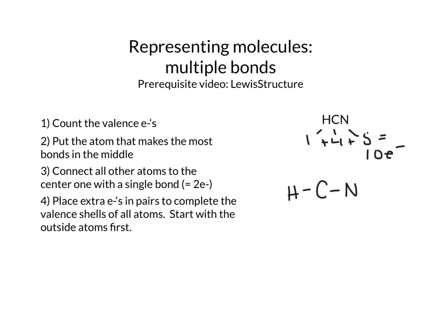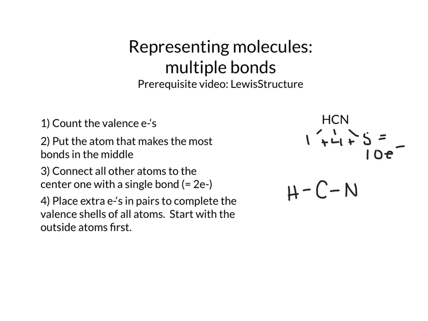Next, we place the extra electrons in pairs to complete the valence shell of all the atoms. So we need 10 valence electrons total, and so far we have 2, 4. So that means we need 6 extra valence electrons, and we're going to start with the outside atoms. I can't put anything on hydrogen because it already has 2 electrons, which fills its valence shell. So I'm going to put the extra electrons on the nitrogen.